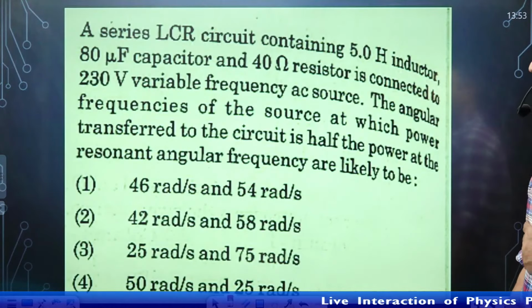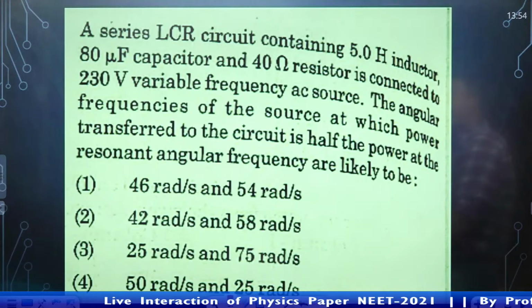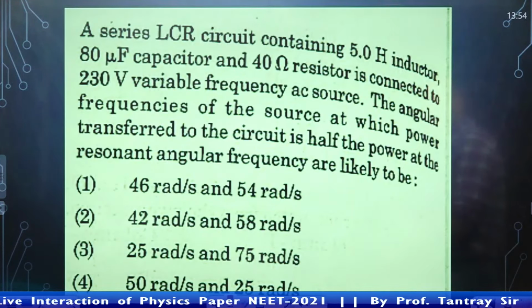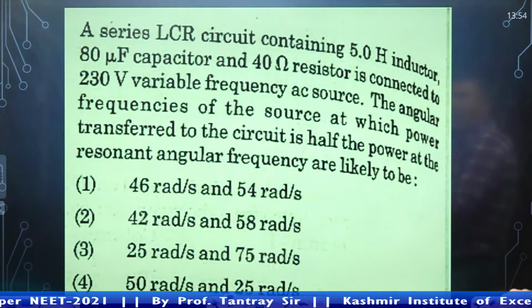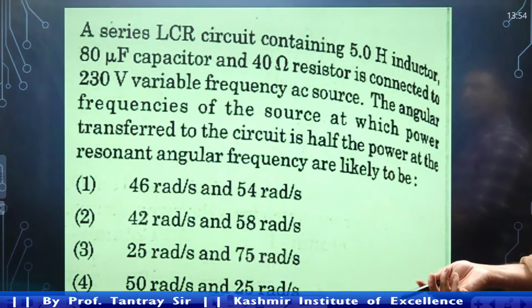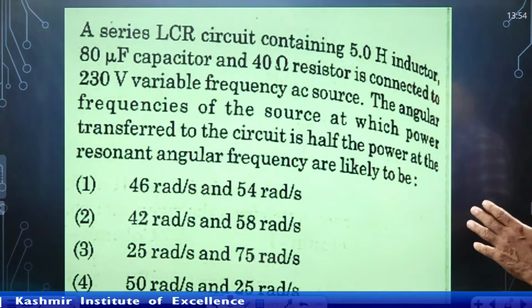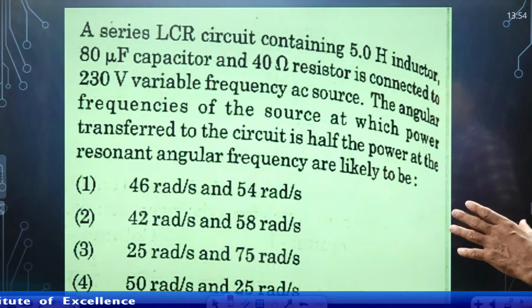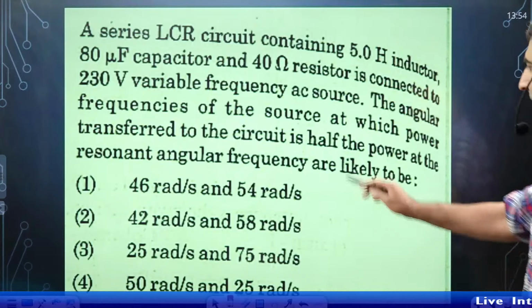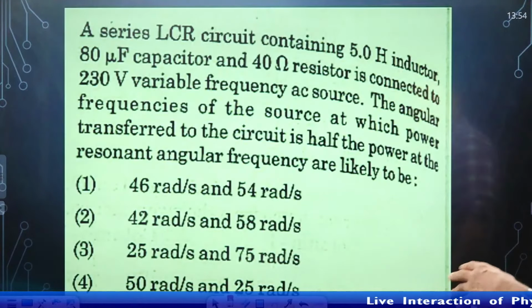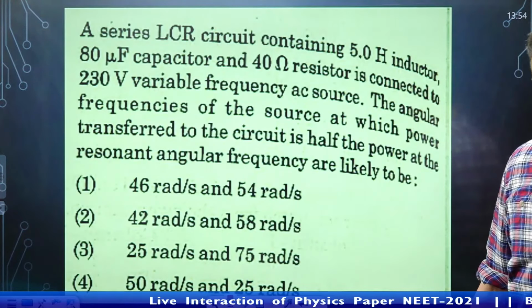Now, a series LCR circuit containing a 5 Henry inductor, 80 microfarad capacitor, and 40 ohm resistor is connected to a 230 volt variable frequency AC source. The angular frequency of the source at which power transfer to the circuit is half the power at the resonant frequency is likely to be. So this is the question which will definitely take more time, but I want to give you a concept which will solve it in a very short time.